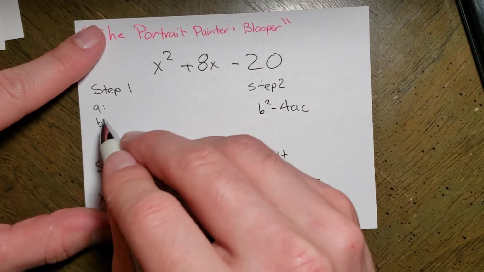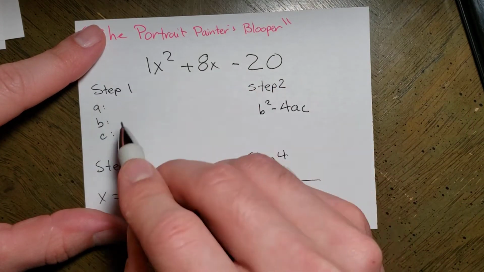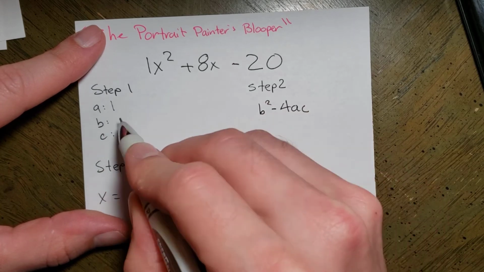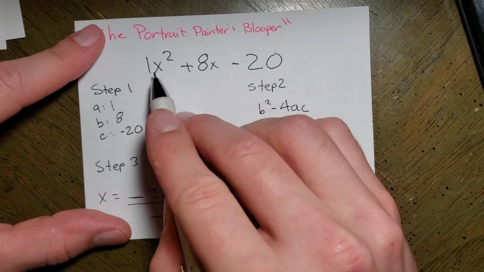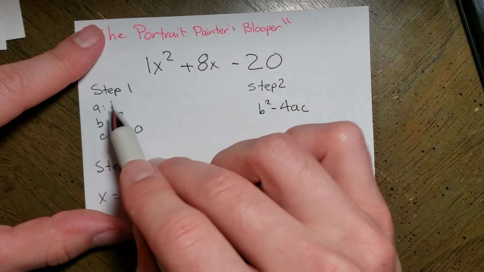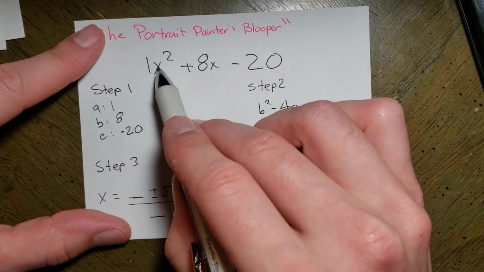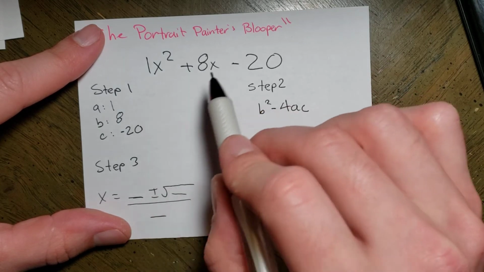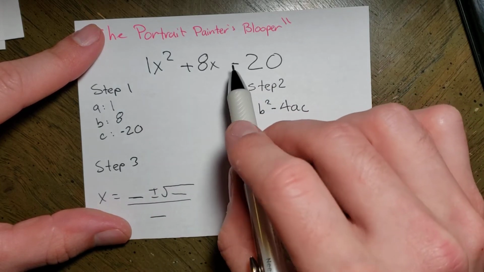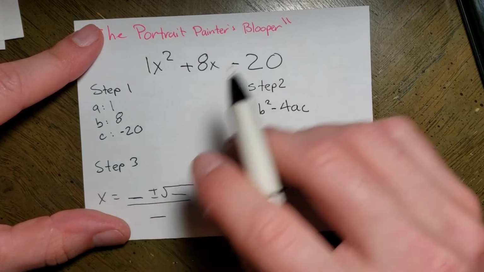So first step, let's identify A, B, and C. So the A value is a 1, the B value is an 8, and then the C value is a negative 20. Now, they won't always be in perfect order, but keep in mind the A value is always connected to the x squared, the B value is always connected to the lone x, and then the number that's all by itself is the C value.